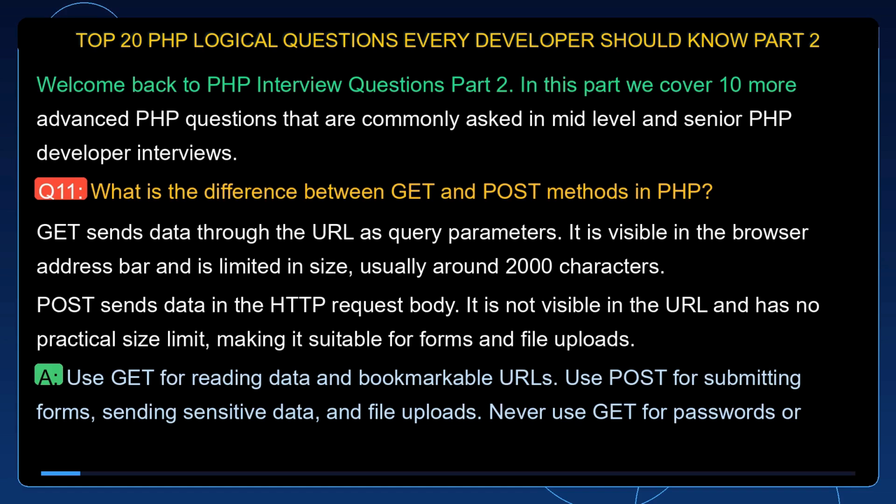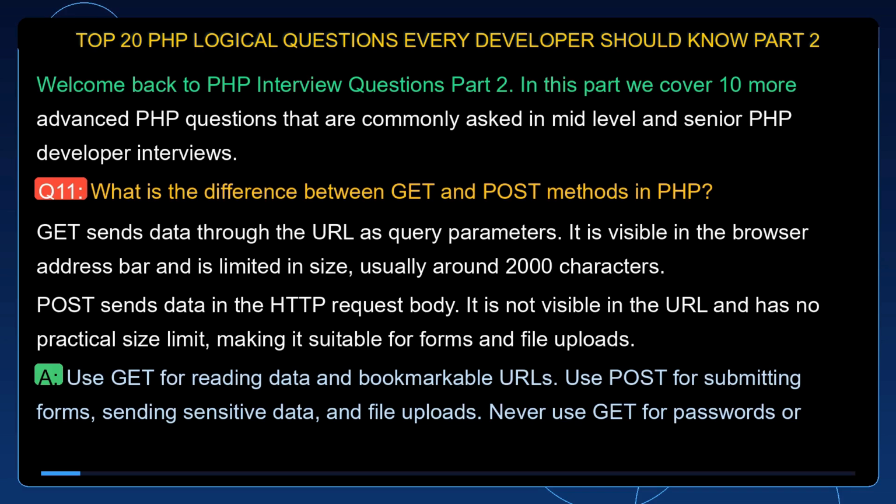GET sends data through the URL as query parameters. It is visible in the browser address bar and is limited in size, usually around 2000 characters. POST sends data in the HTTP request body. It is not visible in the URL and has no practical size limit, making it suitable for forms and file uploads.